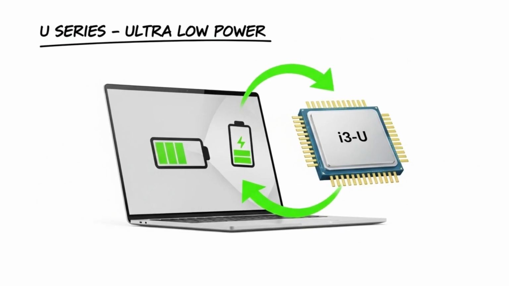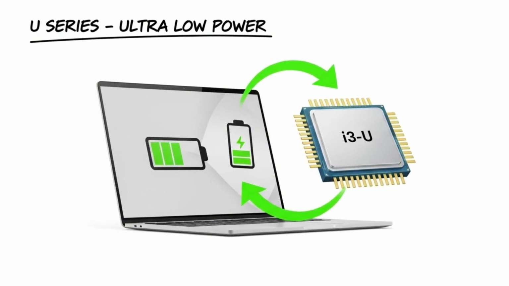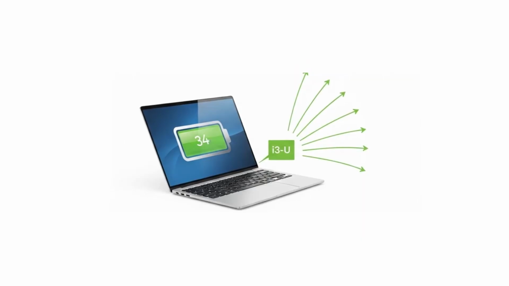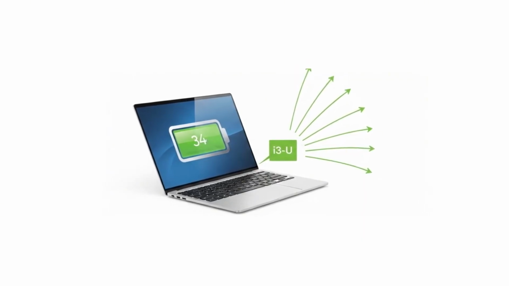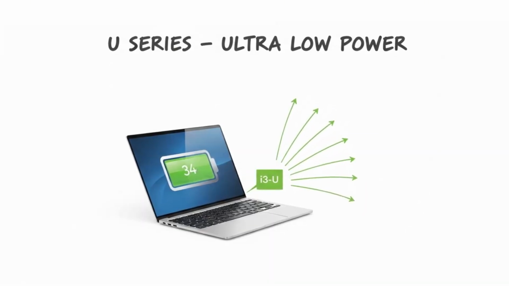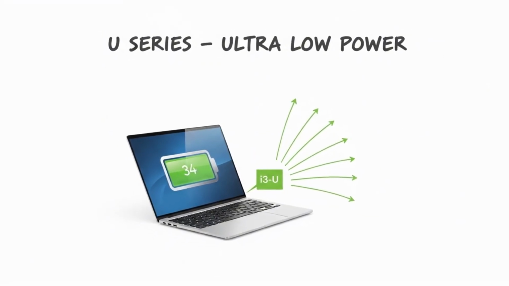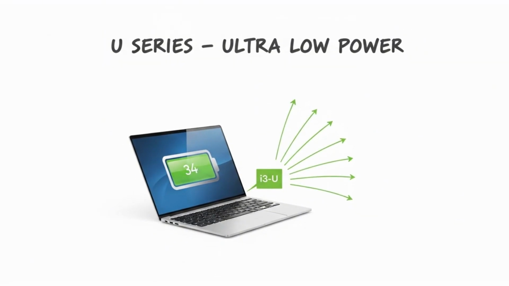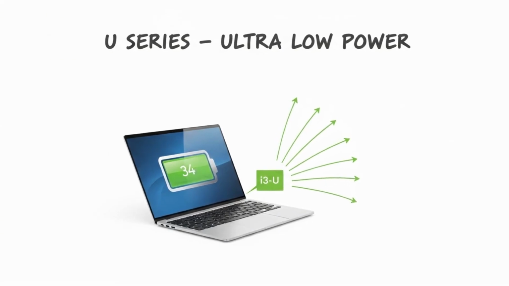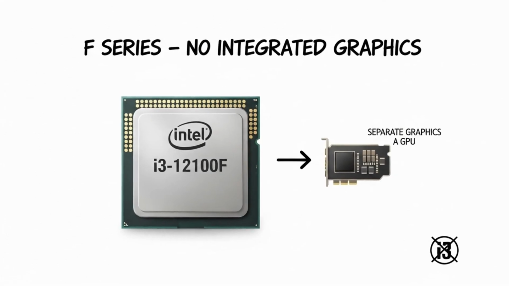The letters you see attached to the model number are crucial for understanding its specific role. In laptops, you'll frequently encounter the U suffix. This stands for ultra-low power, meaning the processor is engineered to conserve energy. This results in a cooler-running laptop that can last through a full day of classes or meetings on a single charge. On the desktop side, you might see an F at the end.